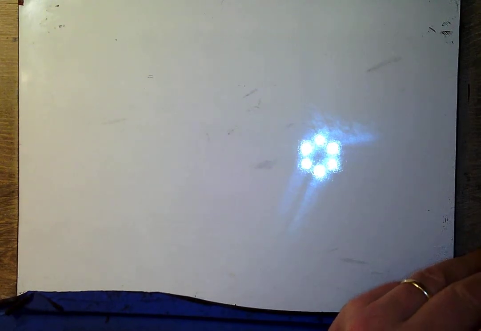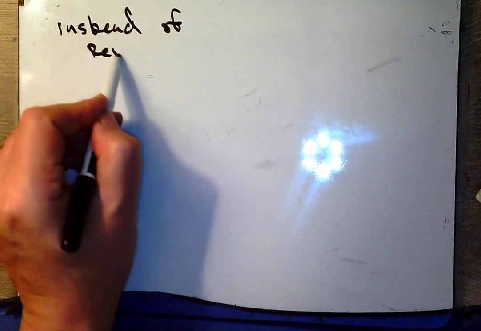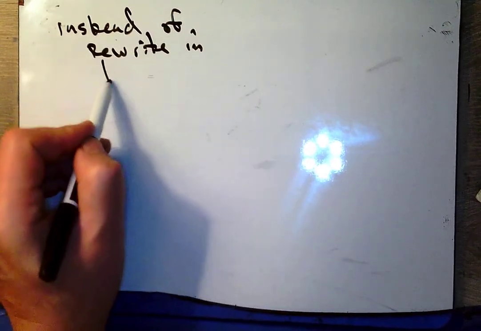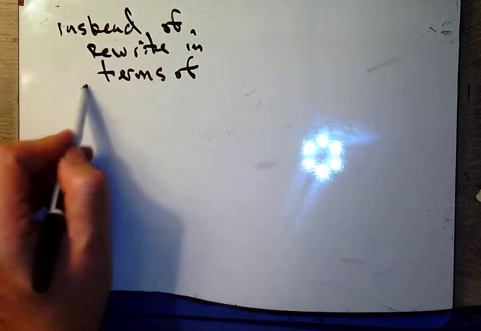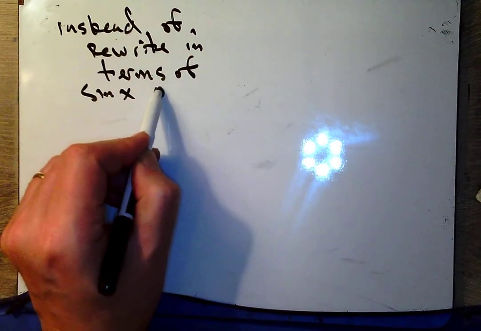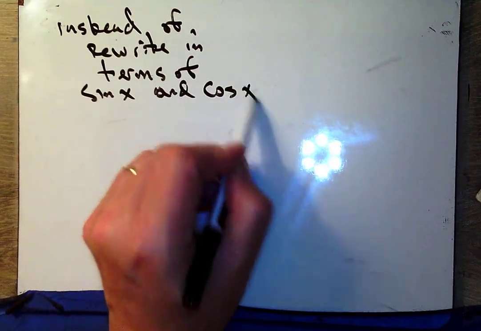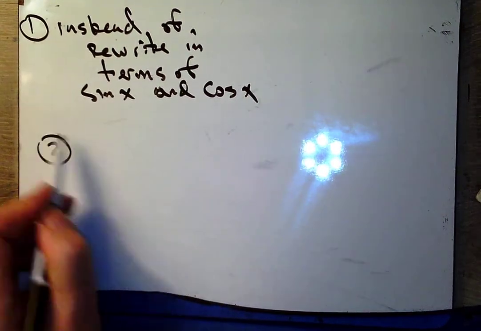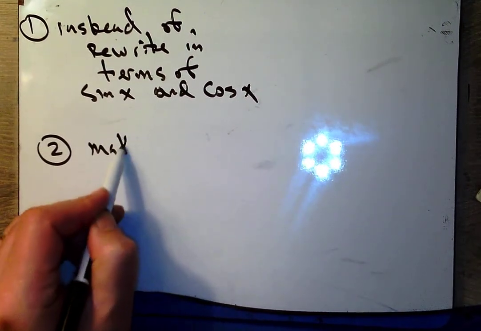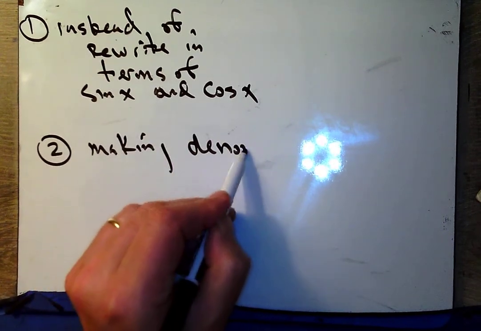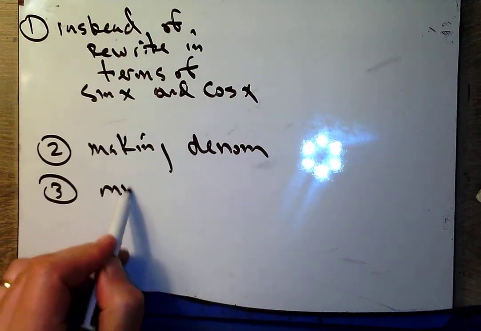I don't think we're going to take the time to do the other approaches, though I would certainly encourage you to think about, with that one, instead of rewriting in terms of sine and cosine, instead of that strategy that we used, you might want to think about making a common denominator or multiply by the conjugate.